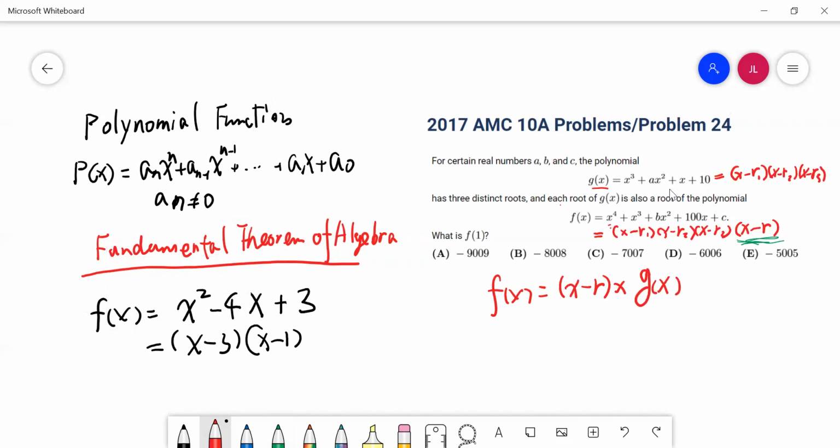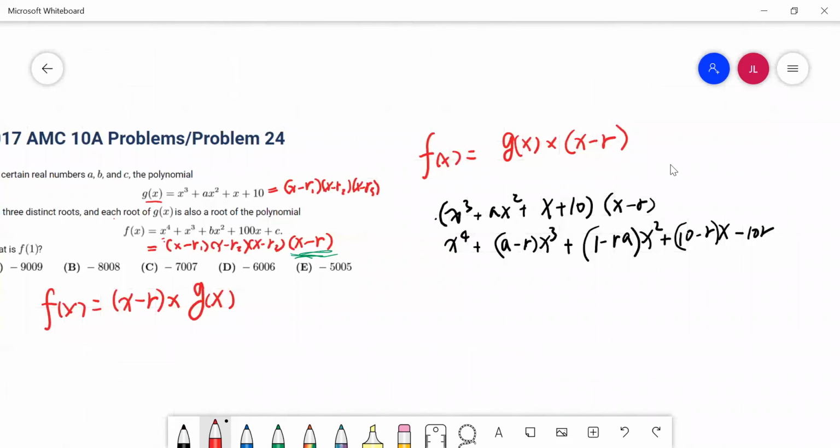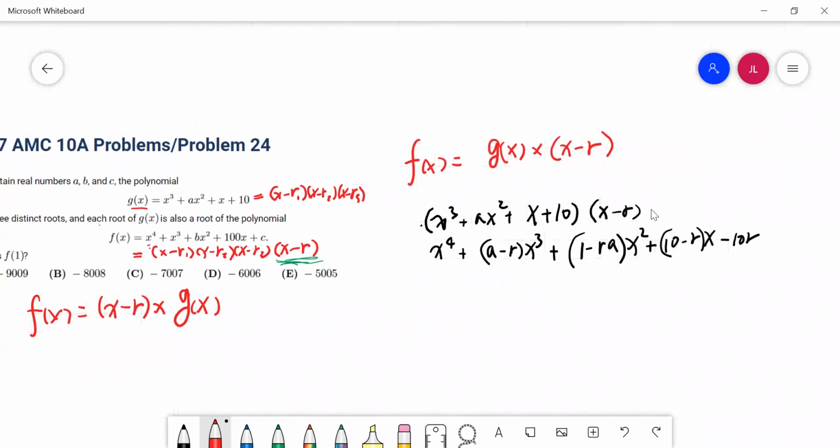Right. So from here, we're going to do this, right? f(x) equals g(x) times (x minus r). So we put f(x) here. This is f(x). This is g(x). Then we multiply by (x minus r). So we know how to multiply polynomials, right? So then we expand them.